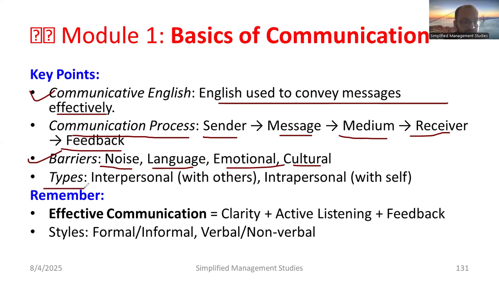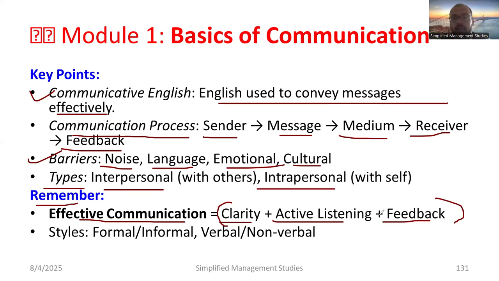The next is the types of barriers. What are the types of barriers? Interpersonal and intrapersonal. These are the types. You have to remember, effective communication is nothing but it should have clarity, active listening, and feedback. These 3 points you have to remember. It may be asked in the multiple choice questions, so that you can clear it very fast and very easily. Styles: formal, informal, verbal. These are the different styles of communication. So these are the key points. I request you to note down these key points in your notebook.